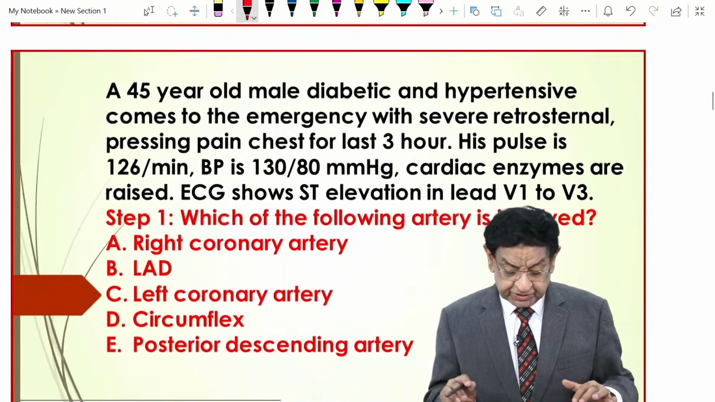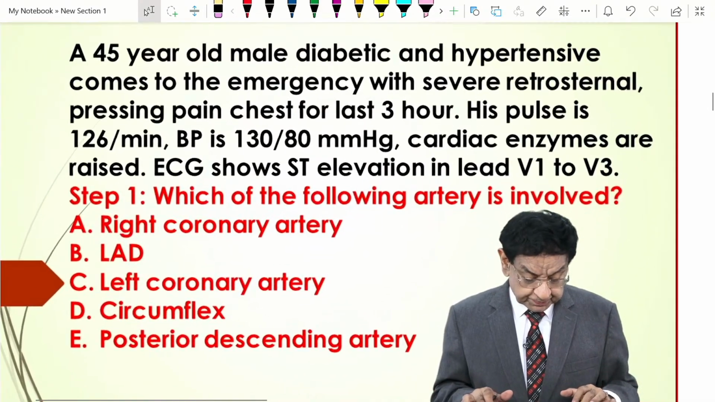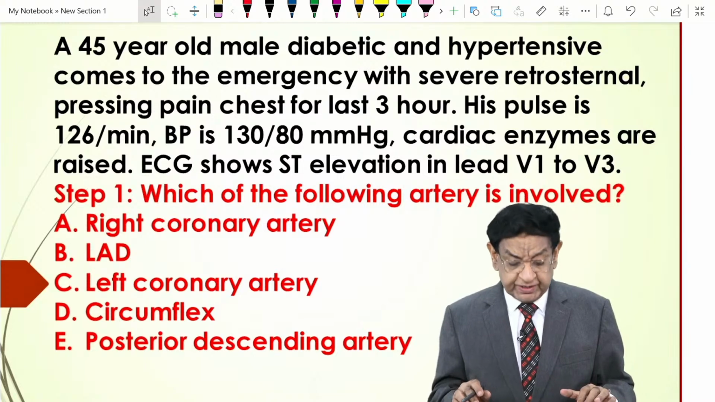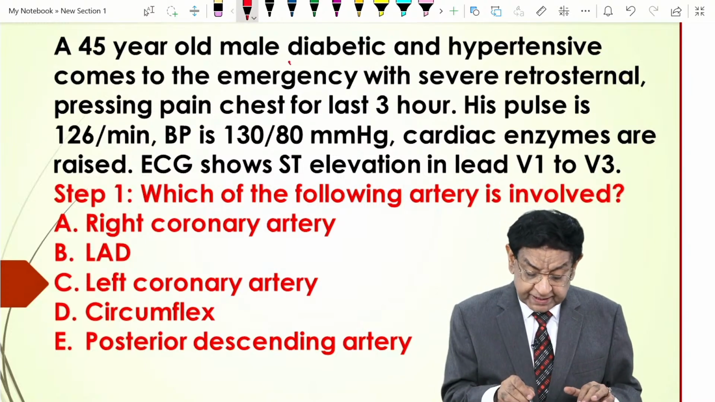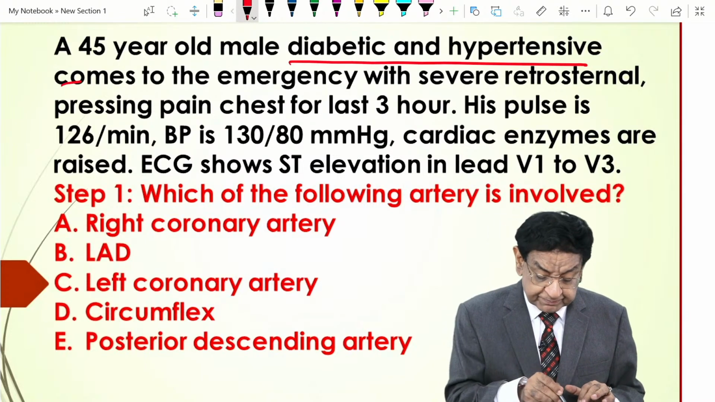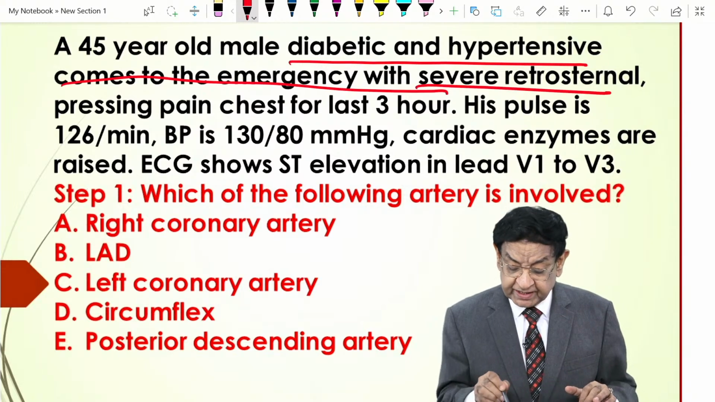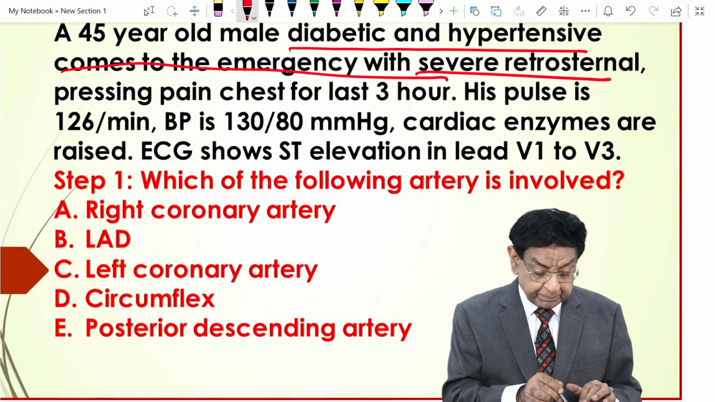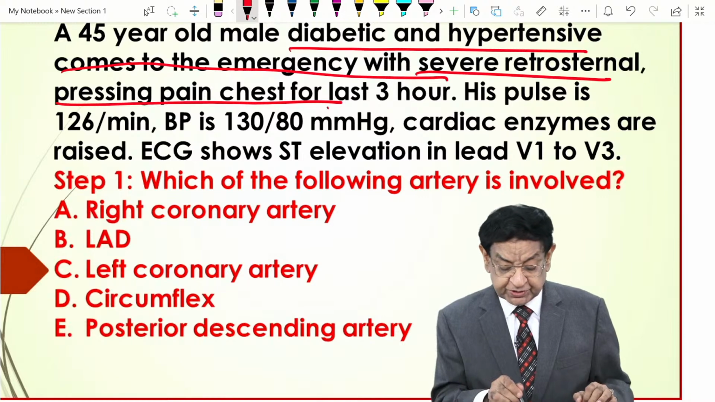Now I'll give you an example. I have a question for you. Look at this question: a 45-year-old diabetic, hypertensive patient comes to you in the emergency with severe retrosternal pressing chest pain for the last 3 hours.